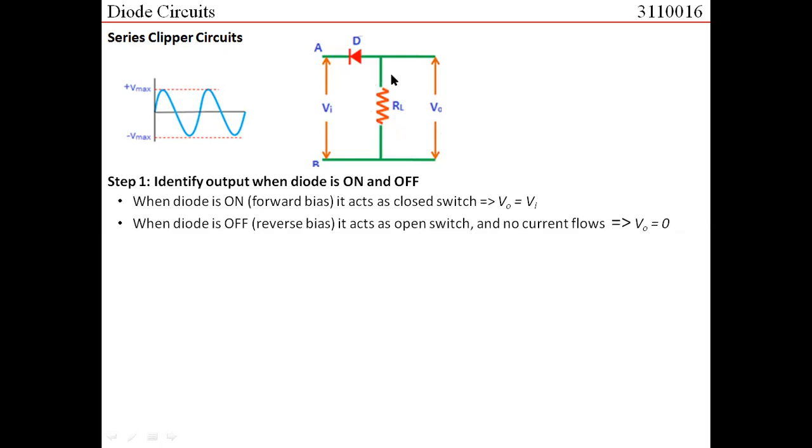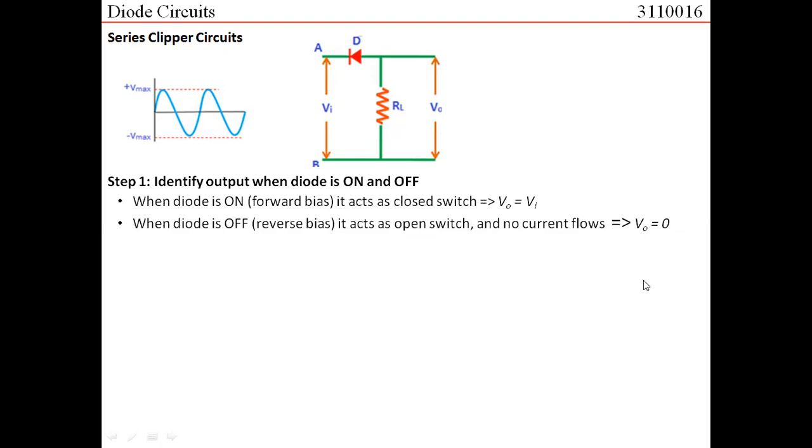Because what is the voltage across a resistor? It is current multiplied by the value of resistance. If the switch is open, that is the diode is off, there is no current flowing. And if there is no current flowing, the output voltage would be 0. So when the diode is off, it acts as an open switch and no current flows. So V0 is equal to 0.